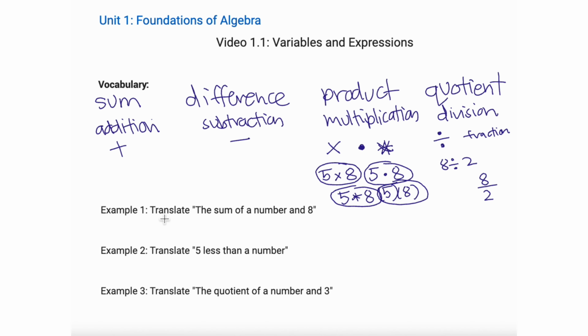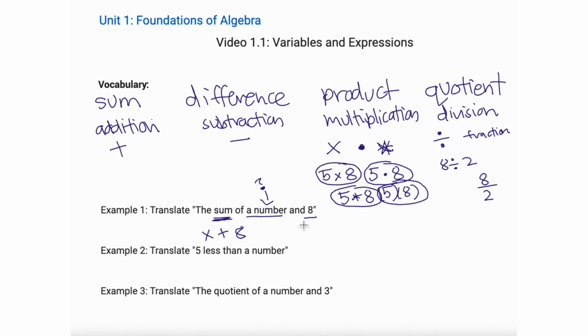All right, so I'm going to have 3 examples on the bottom. The first one is translate the sum of a number and 8. So again, the sum of a number and 8. I know that sum means plus. It says a number and 8. So 8 is going to be one of the numbers. And then the other number, we don't know it, right? So we can use the variable x.